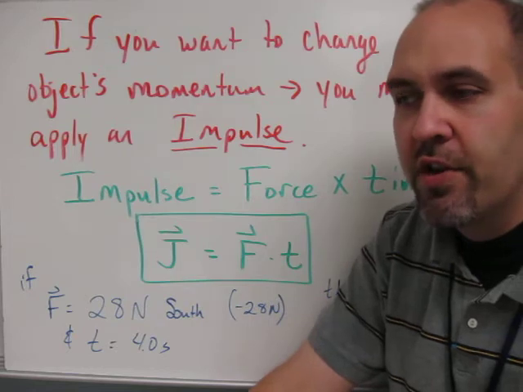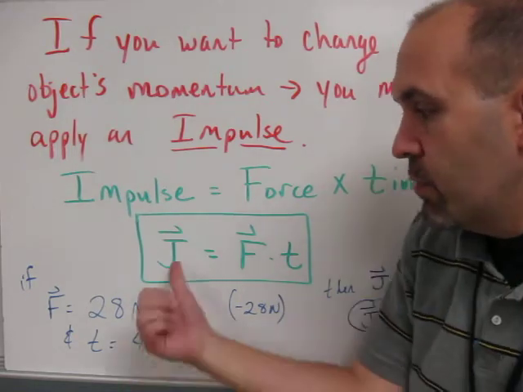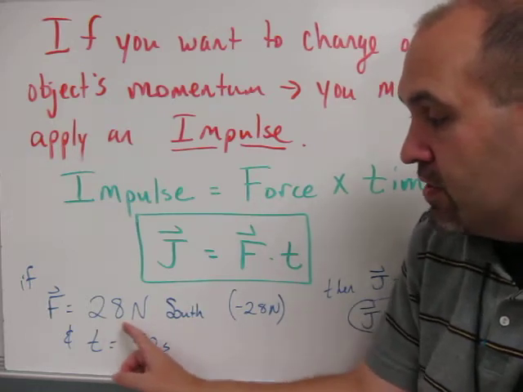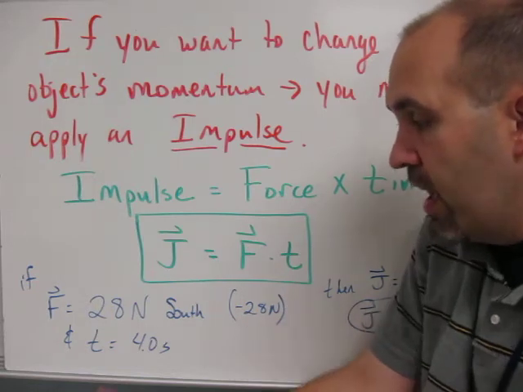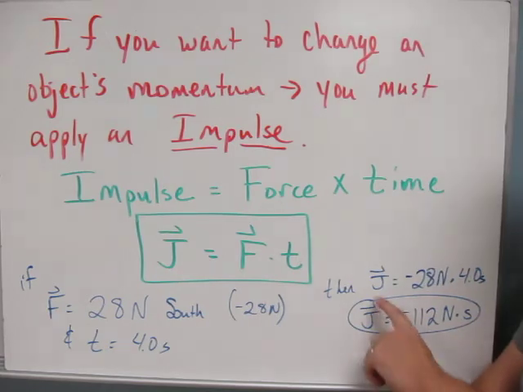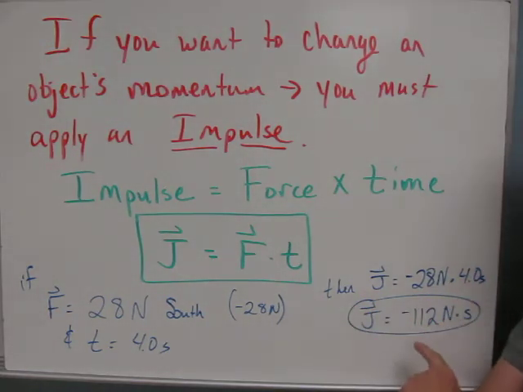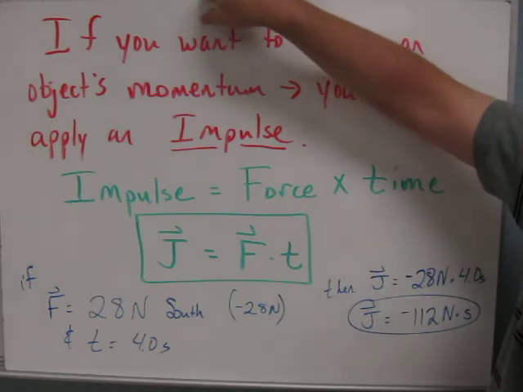This is similar to how we define work as force times distance, but in this case it's force times time, and we call that quantity impulse. So if we push on an object, say with 28 newtons south, well, let south be negative, and we do so for a time of 4 seconds, then we'll produce an impulse that's equal to negative 28 times 4, which gives us an impulse of negative 112 newton seconds, which again we might round to negative 110.